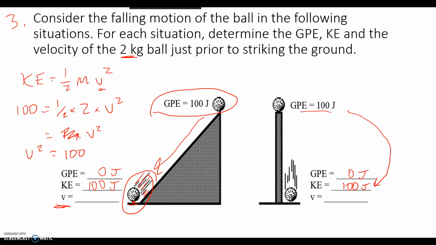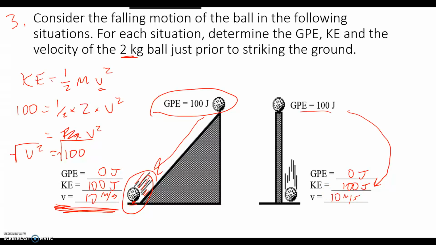Now, you're smart people. If I'm trying to find V, to get V by itself, I have to get rid of that squared. So I square root it on both sides. I end up finding that my velocity is 10 meters per second. We need to be able to do this. You're going to see that on your test. Now, on the other side, it's the exact same question, the exact same numbers, so it's still 10 meters per second.